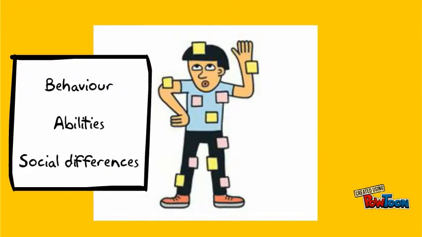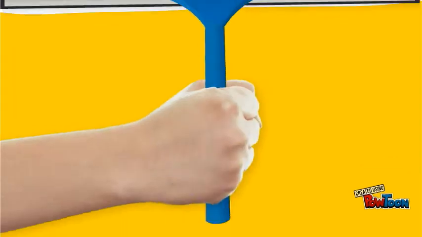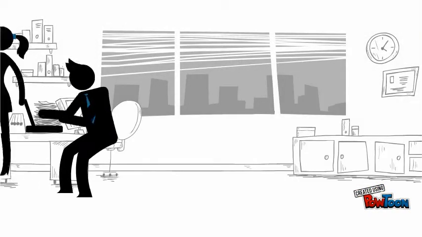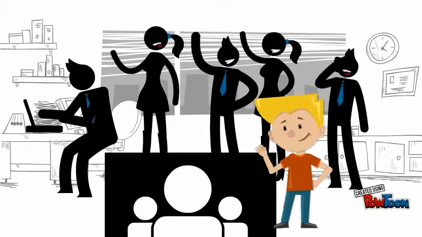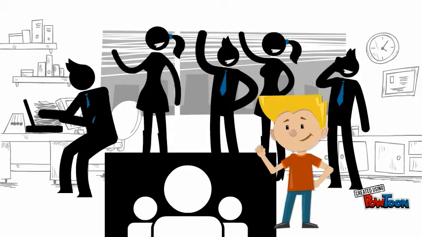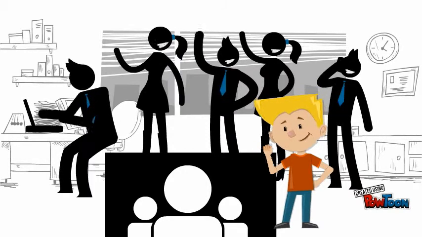In a school setting, children can be labelled for their behaviour, abilities, social differences, academic achievements and special needs. These labels can be developed formally by doctors, specialist teachers and administrators, or they can be informally invented by peers in the community. Special needs students can even label themselves.